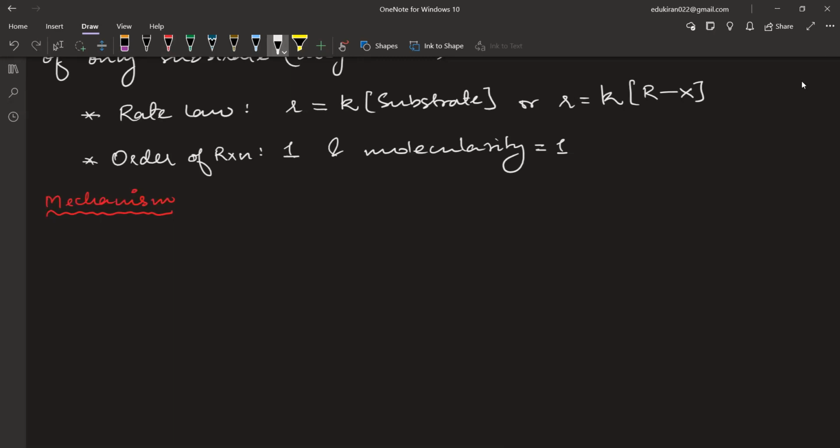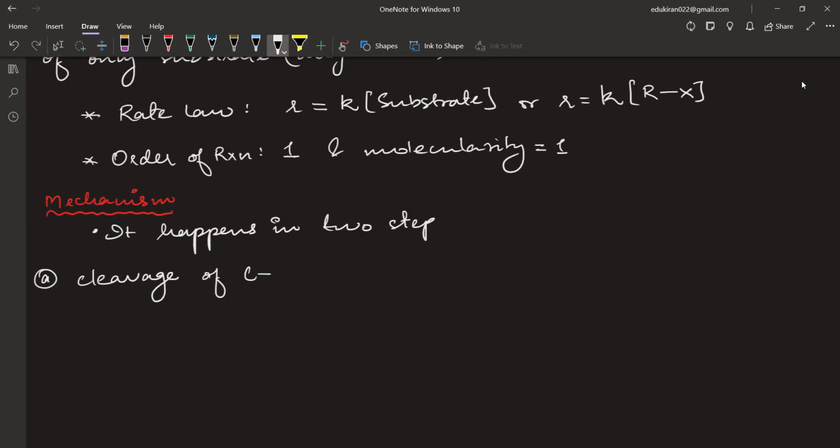Write the first step. It happens in two steps. Cleavage of C-X bond. You can also call this step as formation of carbocation.